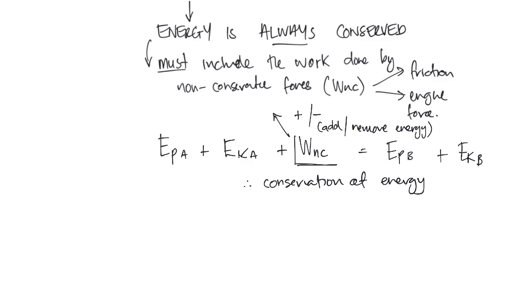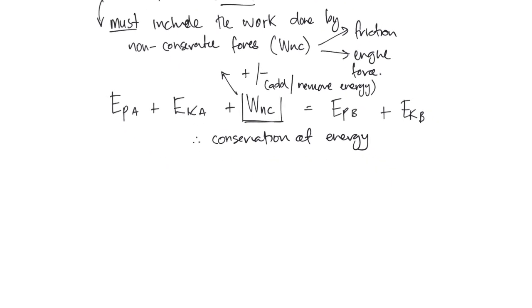So are we adding or removing it? If I wanted an equation for work done by non-conservative forces, I can just rearrange my formula and say work done by non-conservative forces is the potential energy at point B plus the kinetic energy at point B minus the potential energy at point A minus the kinetic energy at point A.